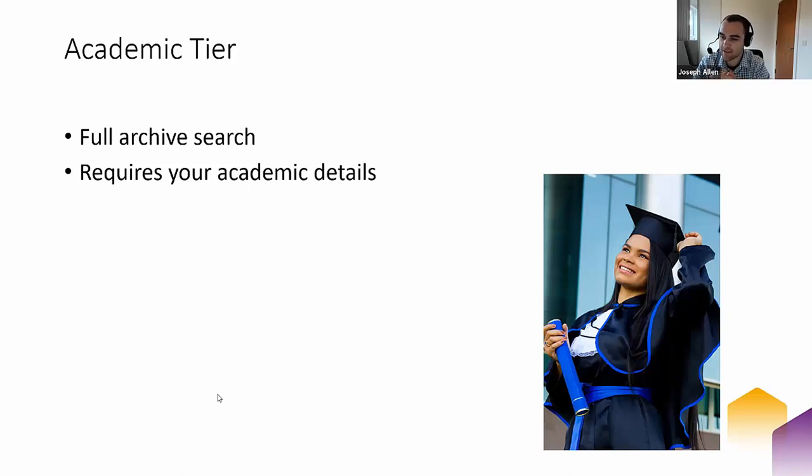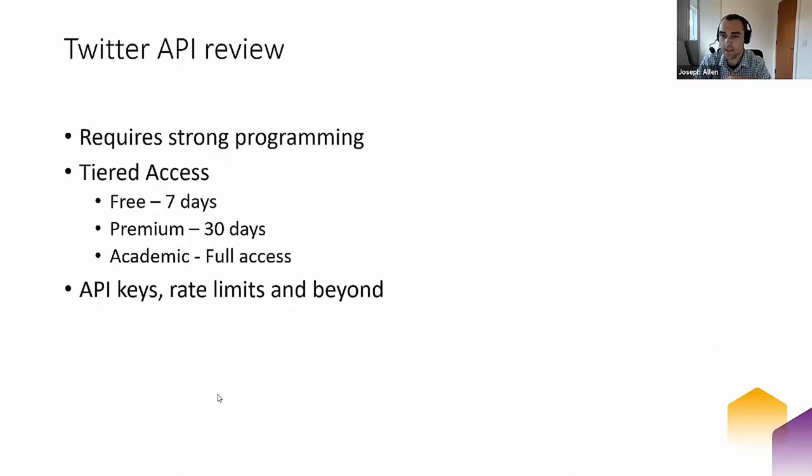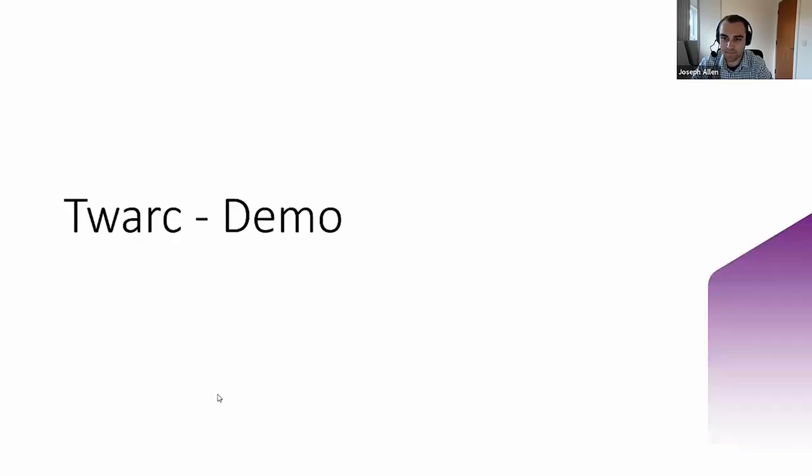This fantastic resource saves us learning those usual workarounds, but your project must be non-commercial and you'll have to justify your need for the data and potentially even prove that you're an academic through that Twitter review process. Playing with the Twitter API directly requires quite a strong programming background. And through the tiered API, we can access all those tweets. If we can prove we're academics, we can access 10 million tweets a month from all periods of Twitter history, rather than the sort of 100 that we were getting through that pipe dream tool. But we also need to understand those API keys a little bit and manage them.